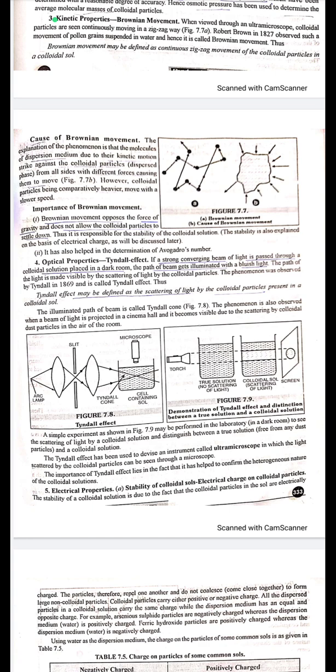Importance of Brownian movement. First, Brownian movement opposes the force of gravity and does not allow the colloidal particles to settle down. This is responsible for the stability of the colloidal solution. Second, it has also helped in the determination of Avogadro number.